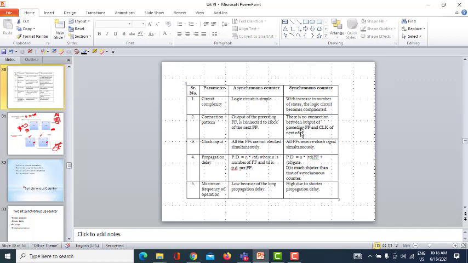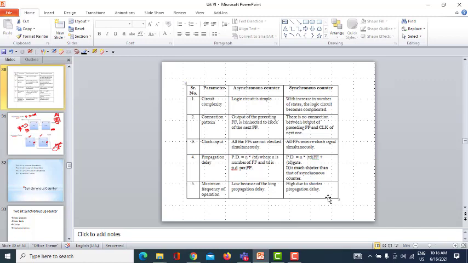And all this I will tell during the due course of time. Frequency of operation is low because of long propagation delay. As I said, it has to wait for the output of the preceding stage because that is going to act as the clock for the next stage. So, it is low because of the long propagation delay, whereas the maximum frequency of operation is high due to shorter propagation delay because all the clocks occur at the same time. So, immediately your flip-flops will respond after receiving your input as well as the clock in case of your synchronous counter. Okay, this is the major difference.